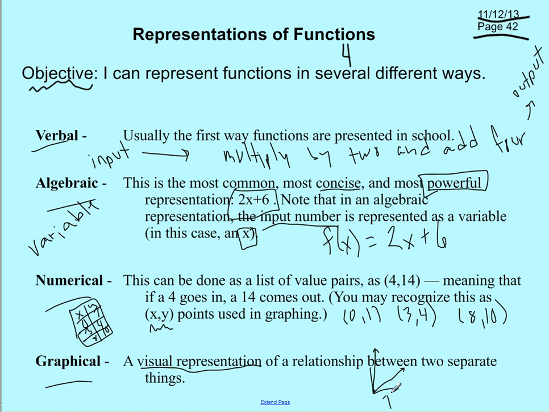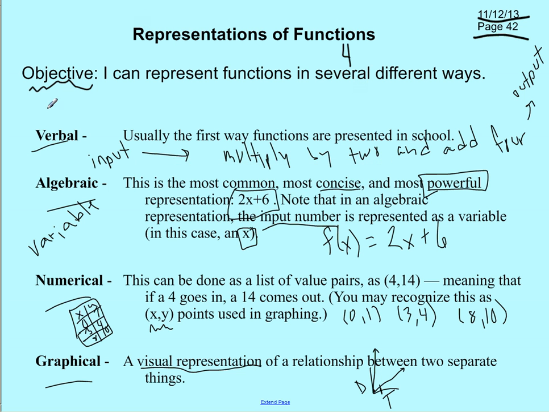This should be T, and this should be D. In just a very short period of time, you're going a really high distance, so you must be going very, very fast. You can learn a lot about a situation by the graph of the function relationship.